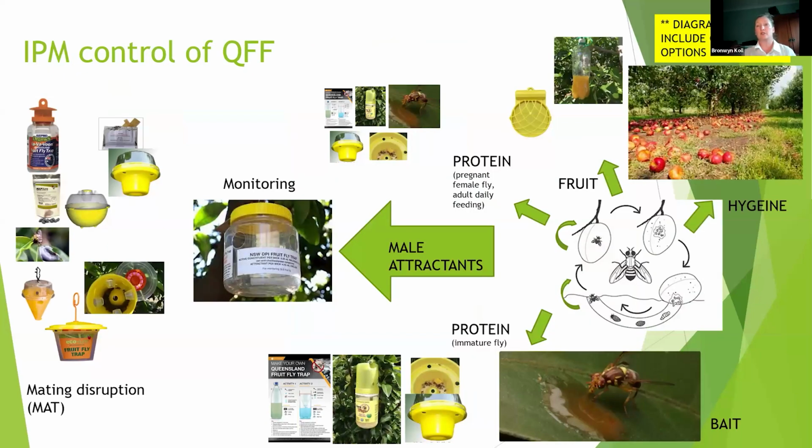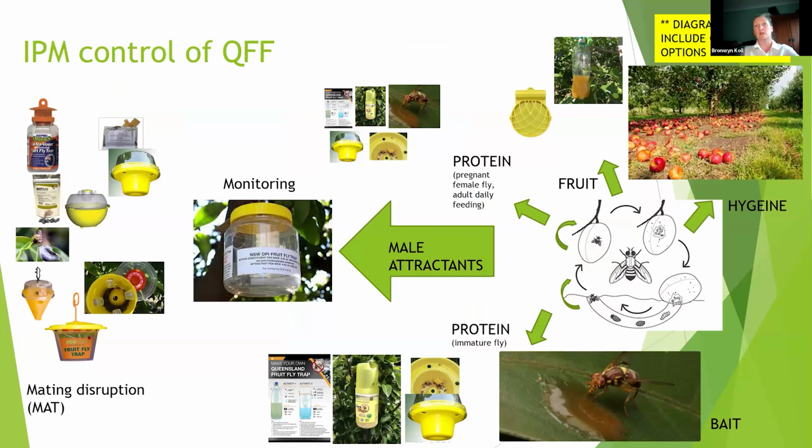So now we've actually created the IPM control of Queensland fruit fly. We've used proteins, we've used fruit fly lures, pheromone lures that attract the male. We can apply this to mating disruption. We're using the fruit scents and we're using hygiene. So now we've got a really good grip on managing Queensland fruit fly.